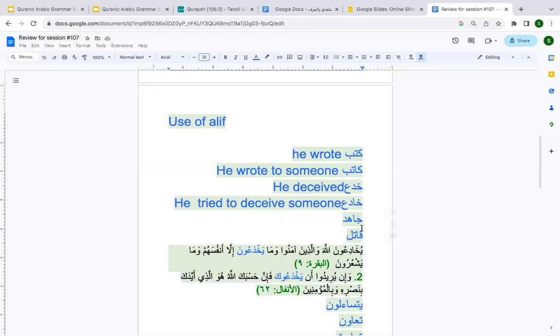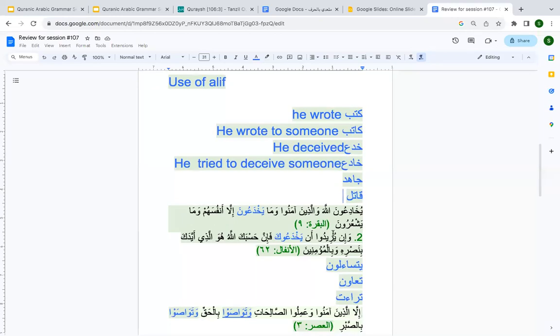But in qatala, in jahada, in qada'a, all these words, when I added an alif, the action was involving another party as well. There's a partnership.